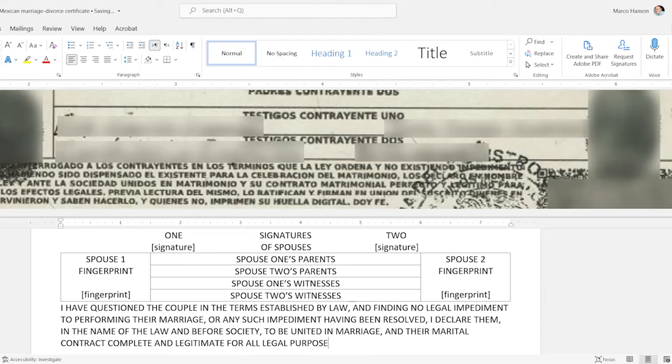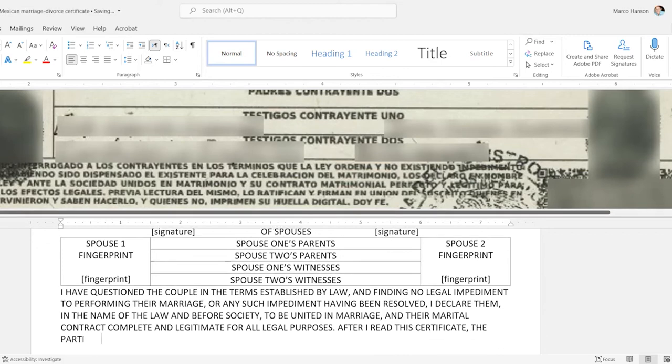All legal purposes, period. After I read this certificate, now does it imply I, previa lectura del mismo? I think if you were actually there, everybody would listen as the functionary read it out loud. So if I feel comfortable translating it that way, I can say after I read. If you're not comfortable, you could leave it in passive voice and say after it was read aloud, and then you're not taking a stand on who read it.